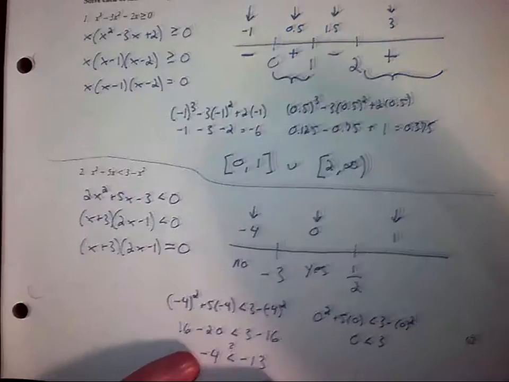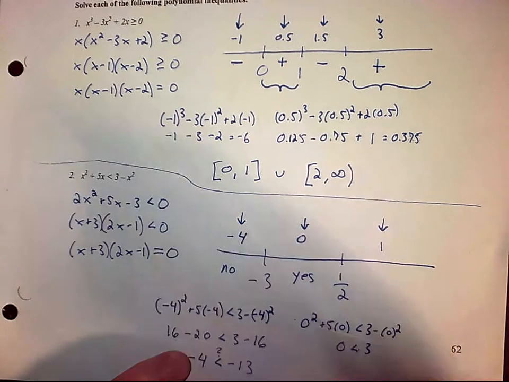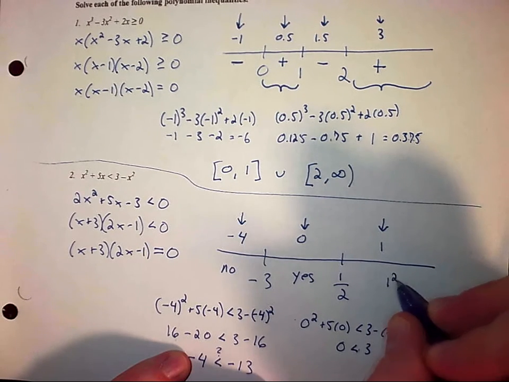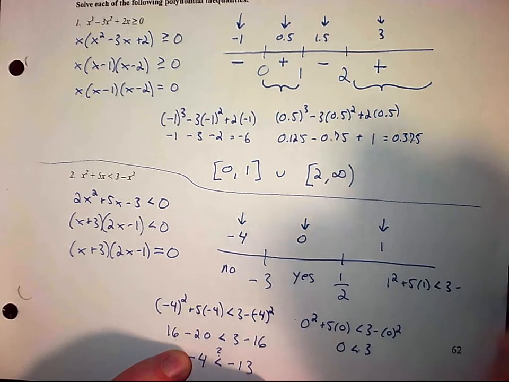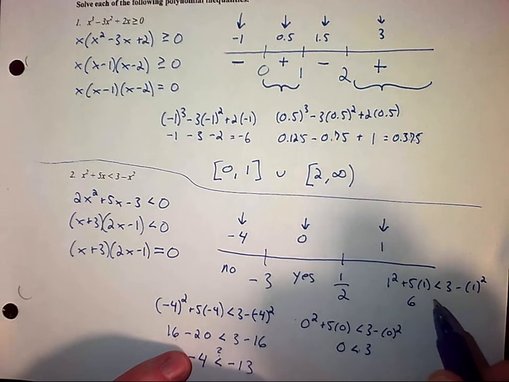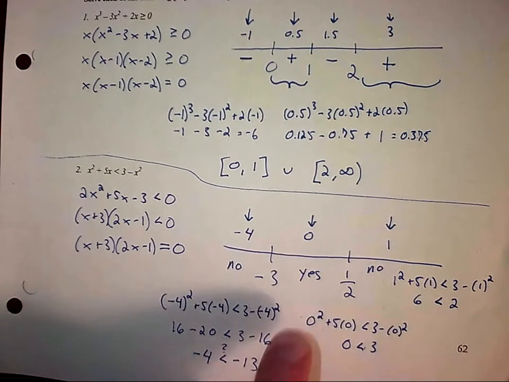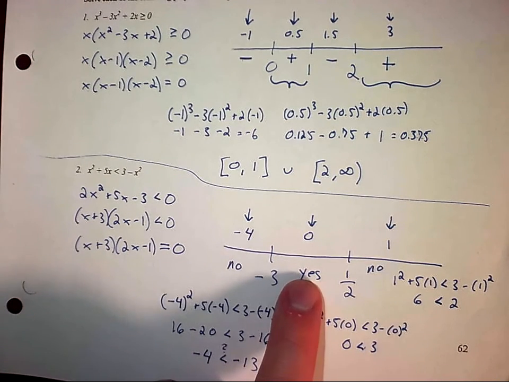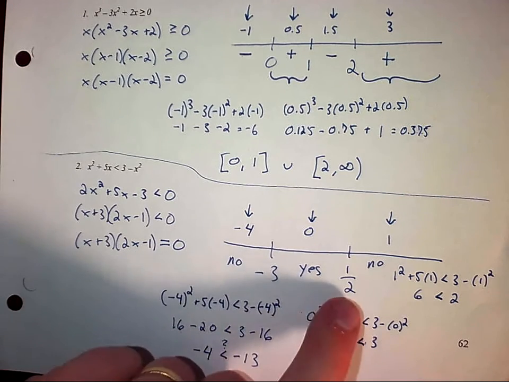Now, for our last test value, here we have 1. Again, we're going to take this 1, we're going to plug it back into our original equation, and we get 1 squared plus 5 times 1. Is that strictly less than 3 times negative 1 quantity squared? So here we're going to get 6 strictly less than 2. Is 6 strictly less than 2? No. So therefore, the only section that works is just from negative 3 to 1/2.